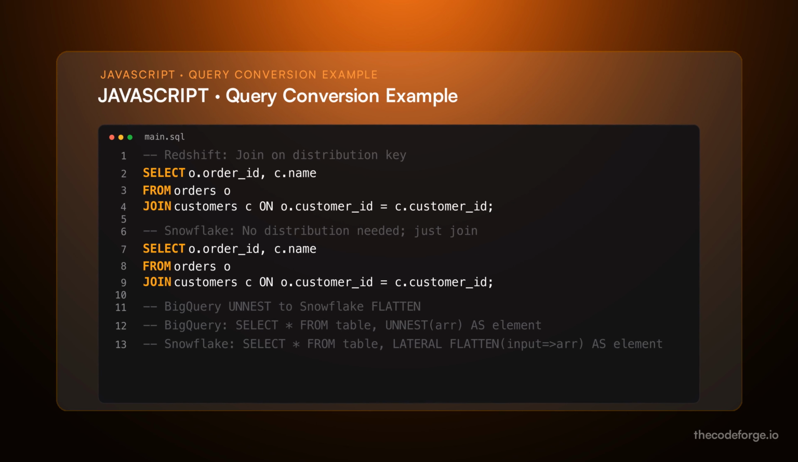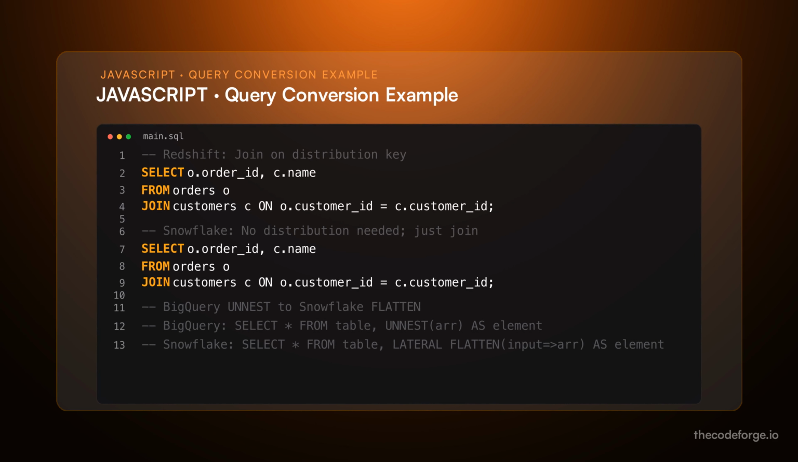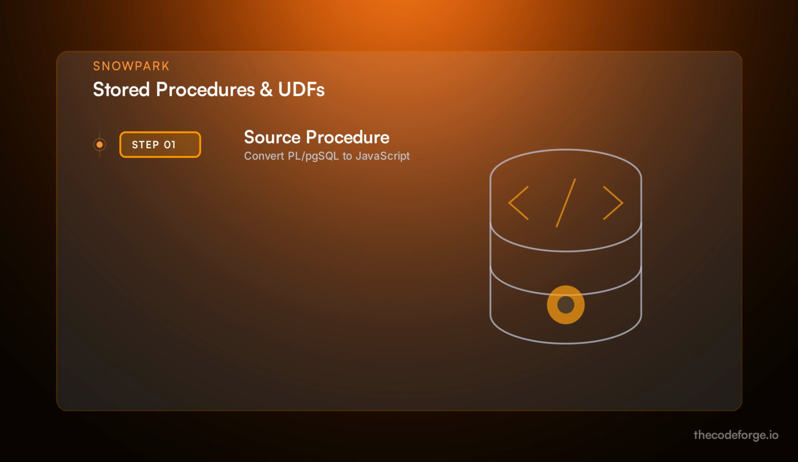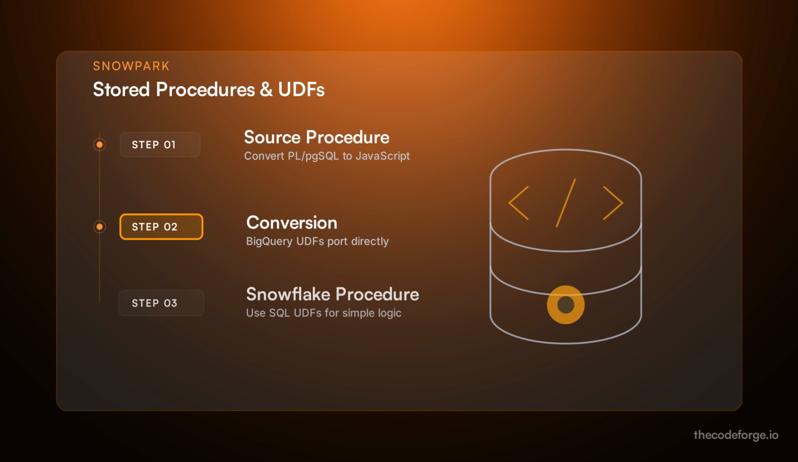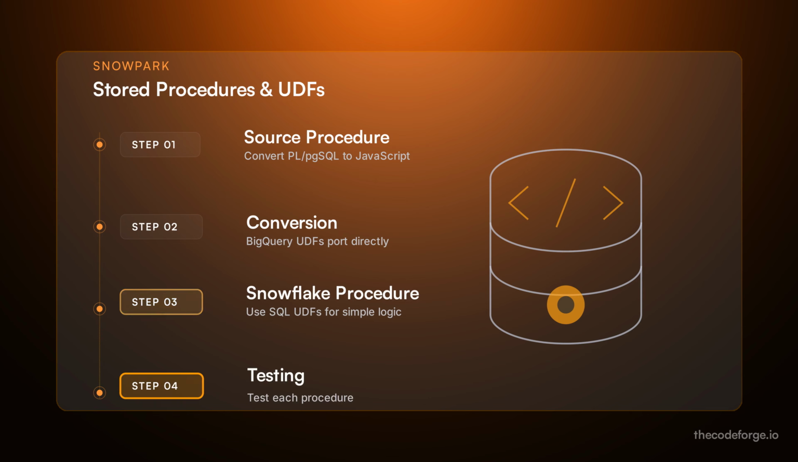Snowflake doesn't require distribution keys, so joins are simpler. For arrays, use lateral flatten instead of UNNEST. Migrate stored procedures and UDFs to Snowflake's JavaScript or SQL-based procedures. The conversion step handles Redshift's PL/pgSQL to JavaScript. For simple logic, use SQL UDFs directly, and BigQuery's UDFs in SQL or JavaScript can be ported as is.